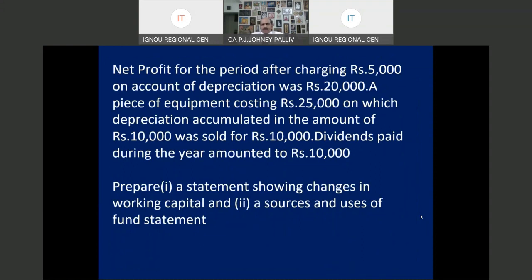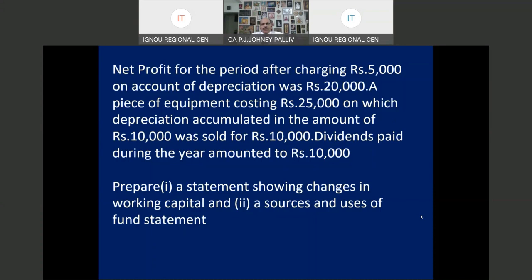Now we are going to discuss what are the additional information given. After discussing the balance sheet, they provided the following information. They said net profit for the period after charging rupees 5,000 on account of depreciation was rupees 20,000. That means the net profit of the company during the year after providing depreciation of 5,000 is rupees 20,000. That means net profit before depreciation is 20 plus 5,000. That is the cash generated from business operation, which means if you add net profit 20 plus depreciation, that is what is called cash generated or funds generated.